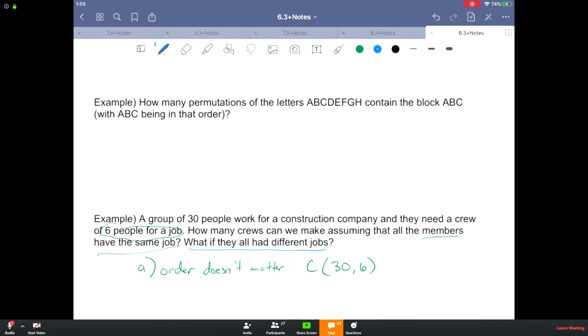But for the second part, if they had different jobs, that's like the example we did before where there was a first place, second place, third place winner. In this case, the order does matter, because they have different titles. So that is a permutation of 30 choose 6. And those are different numbers. Remember, with combination, you divide out the repeats.